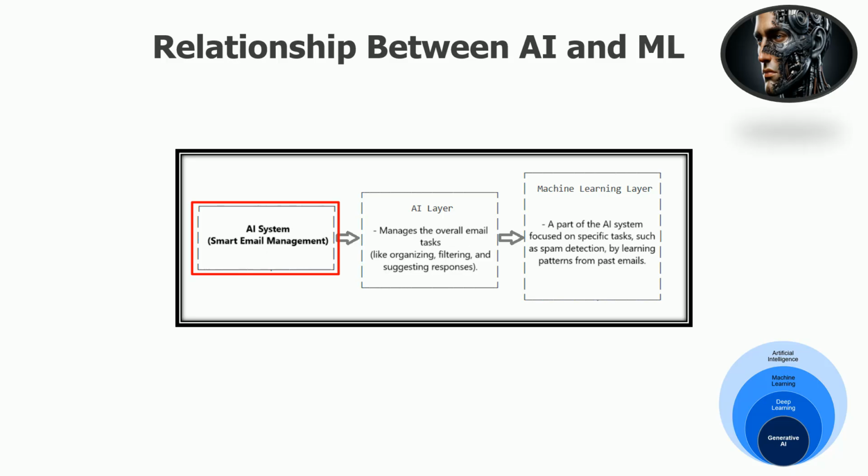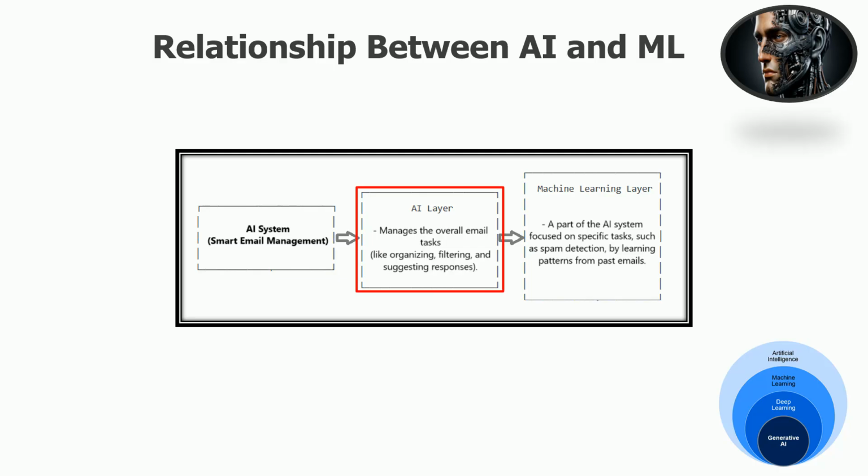Your email automatically detects spam or junk emails and separates them from important messages. Basically, it learns over time which messages are likely spam by looking at patterns in previous emails. So what happens at the AI layer, and what happens at the machine learning layer?